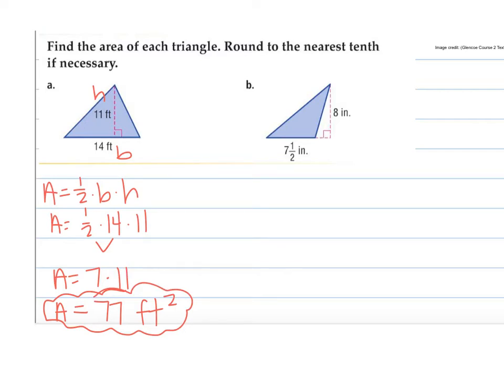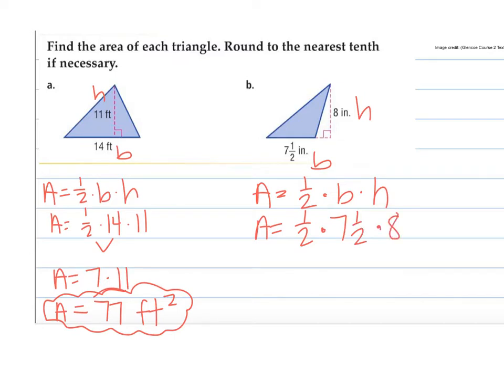Here we have, it looks a little bit different, but this is our base and then this is our height. Even though it's not inside the triangle, it's still the height because I know from the base to the top, that would be what the height is. So we have area equals 1/2 times base times height. So area equals 1/2 times 7.5 times 8.